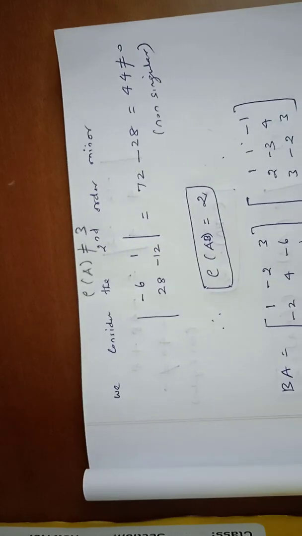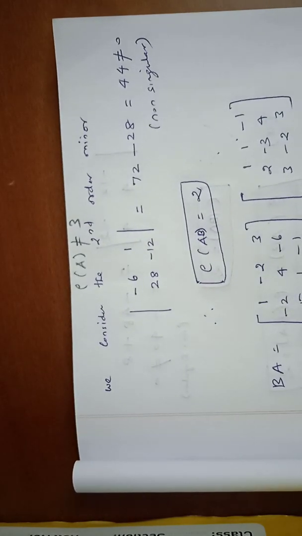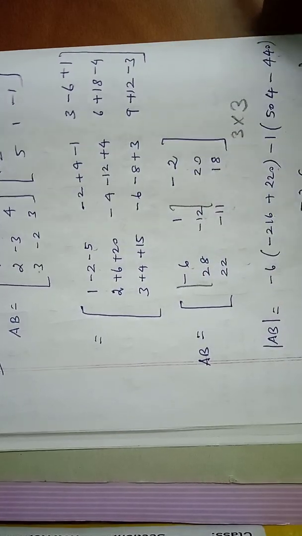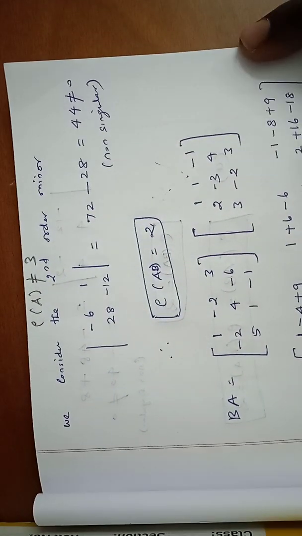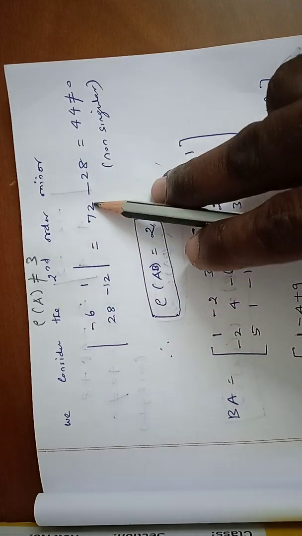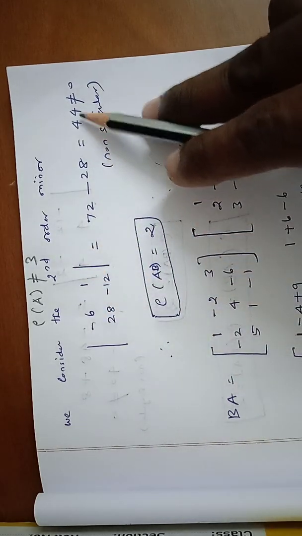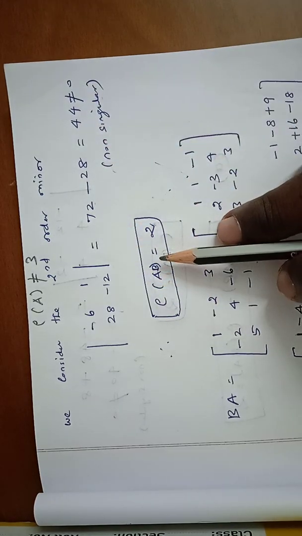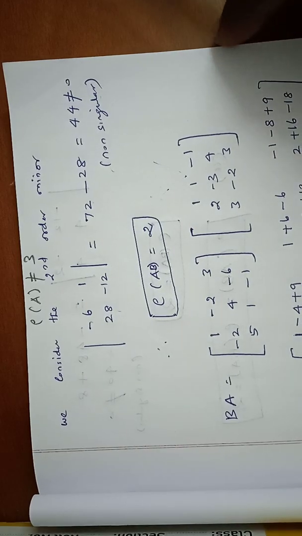So we have to consider the second order minor. We have to take any one of the minors for this previous result. So we have to consider any one of the minors for this expression. So minus 6, 1, 2, 28, minus 12. So determinant minus 6 into minus 12 is 72, minus 28, 44 is not equal to 0. This is non-singular. So the rank of AB value is 2.